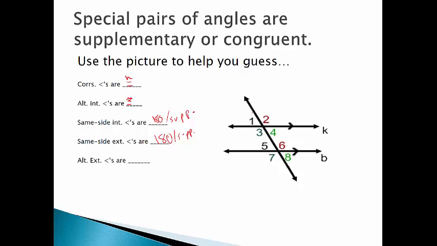If we look at the alternate exteriors, for example, 1 and 8, they're both pretty small. They both look the same. They are the same. So our rule is either all the angles are supplementary or congruent. There's nothing else they could be. It's one or the other. The way I like to remember is same side begins with S, and so does supplementary. So I kind of remember same side S. That might help.